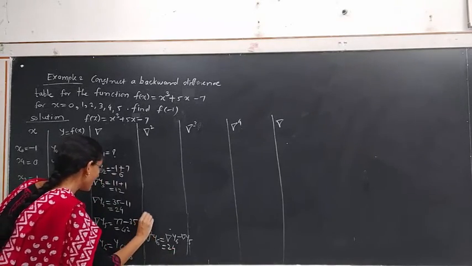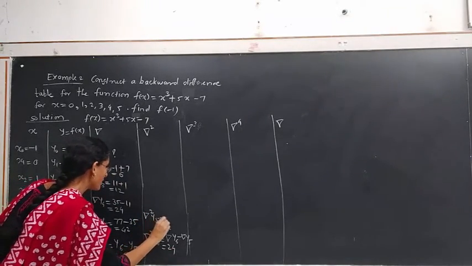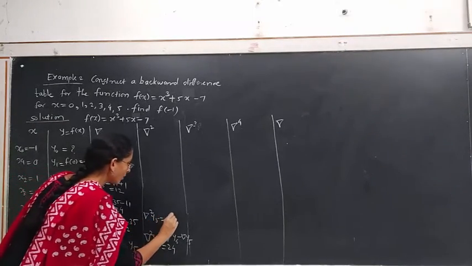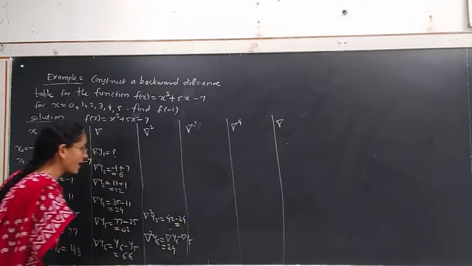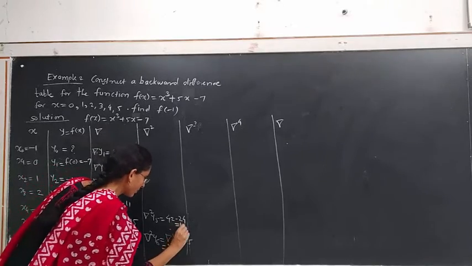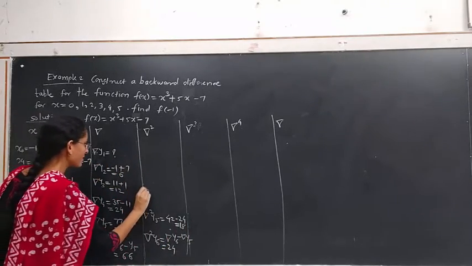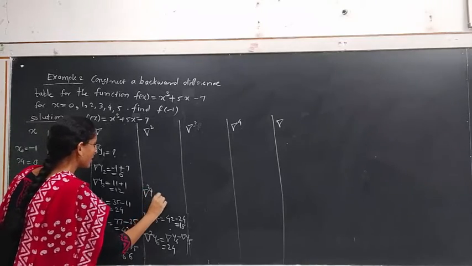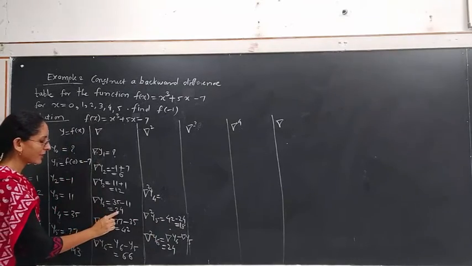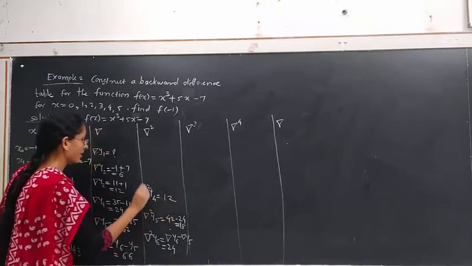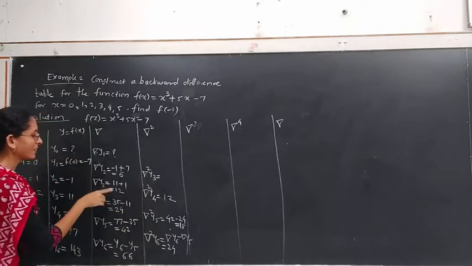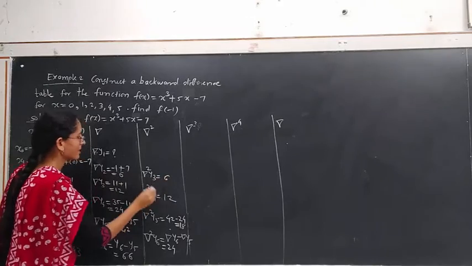Next we get del square y5 is equal to del y5 minus del y4. That is 42 minus 24, and this value is 18. Del square y4 is equal to del y4 minus del y3. Del y4 is 24 minus 12, which is 12. Next we get del square y3 is equal to del y3 minus del y2. 12 minus 6 is 6.